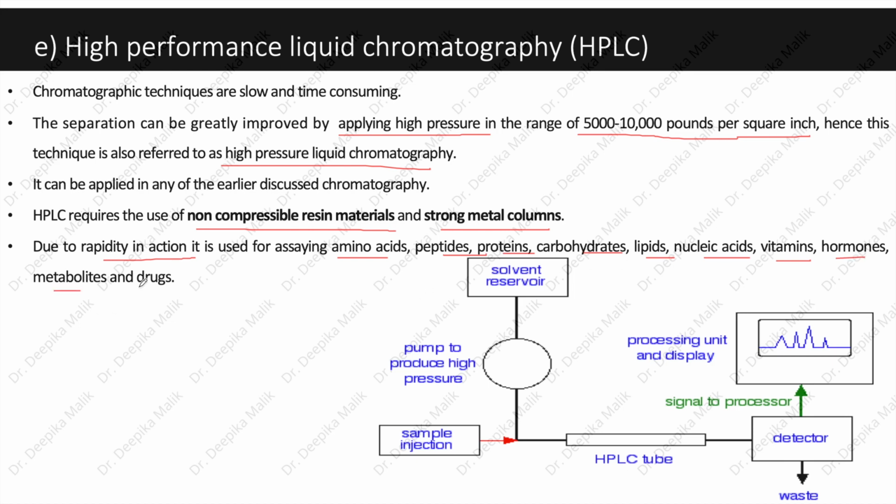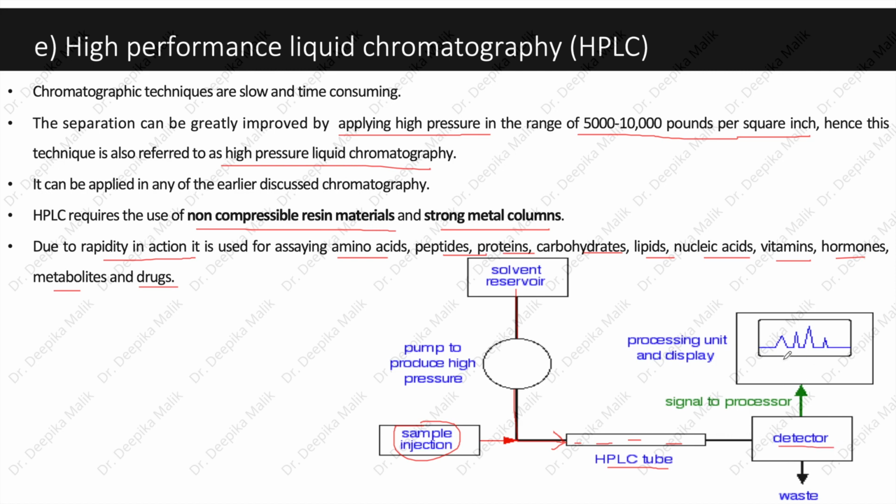As you can see in the diagram, the solvent from the solvent reservoir is pumped at high pressure into the HPLC tube that contains the stationary phase. This tube is mainly made of metal because it has to bear high pressures. In this solvent stream, the sample is also injected. The combination of sample and the solvent, which is the mobile phase, enters and passes through the column, and the analytes get separated based on whatever principle is being applied, be it adsorption, ion exchange, gel filtration, or affinity. The analytes coming out of the column are passed to the detector where they are detected.